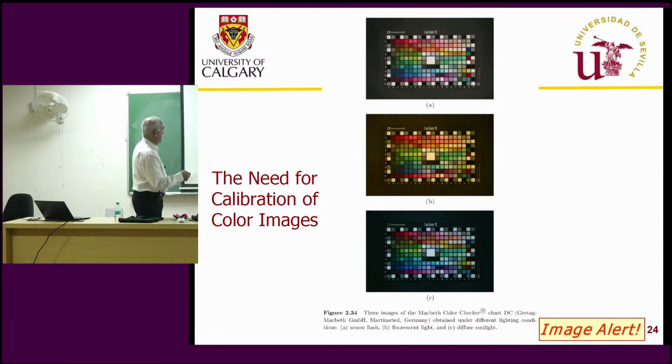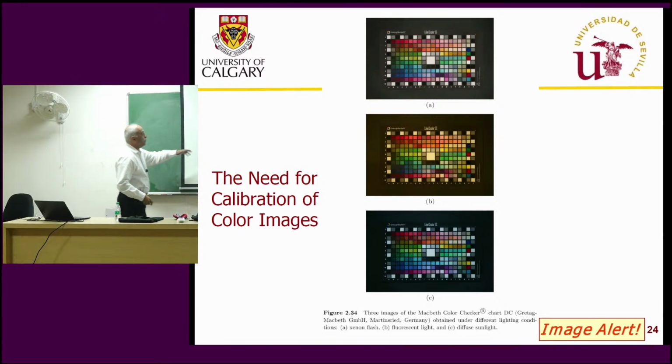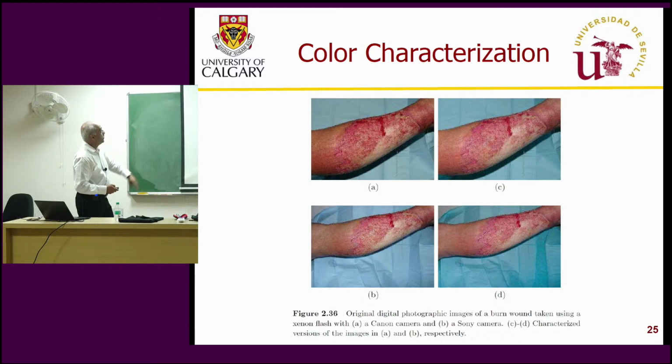So this is using what is called a xenon flash. This is fluorescent light. This is diffuse sunlight. So much difference, and that's why you want this array out in the sunlight, assuming that to be the true color. So there is substantial variation, and you have to correct for that. If you have this color checker, then you say, okay, this is supposed to be that color, but I'm getting that color, so do some correction for that. That is color calibration.